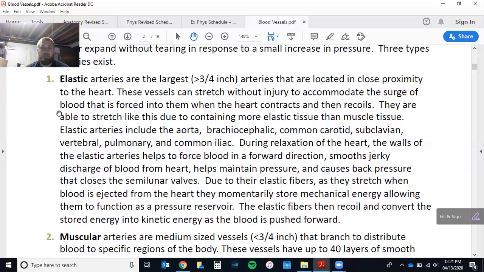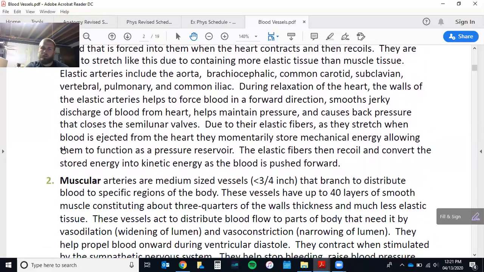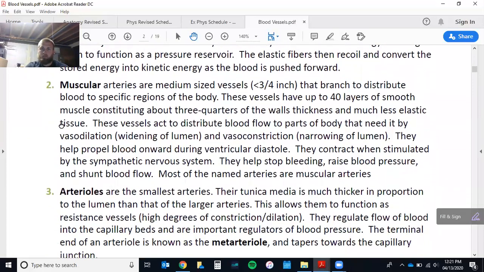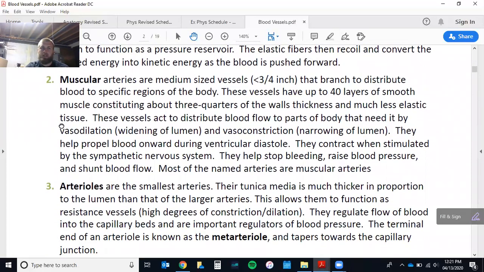Due to their elastic fibers, they can stretch when blood is ejected from the heart. They momentarily store mechanical energy, allowing them to function as what we call a pressure reservoir. Elastic fibers then recoil and convert stored energy into kinetic energy as blood is pushed forward. So basically that just allows for blood to continuously be circulating through our arterial circulation even when the heart is not contracting.